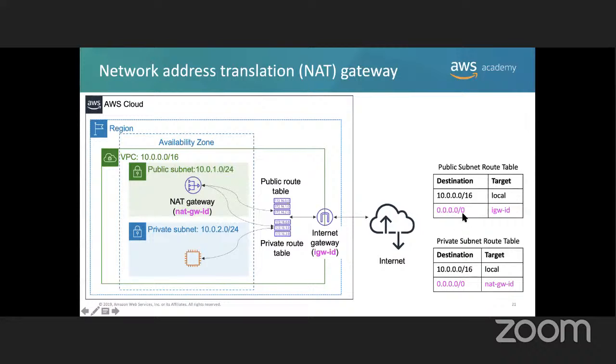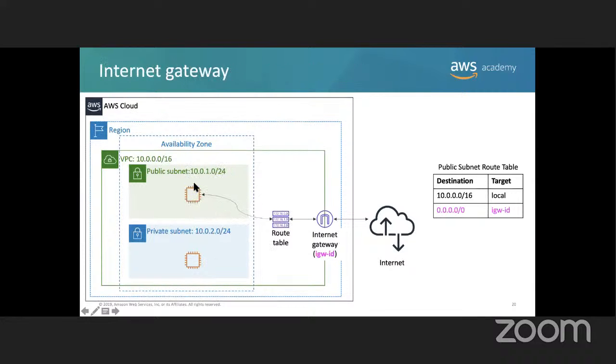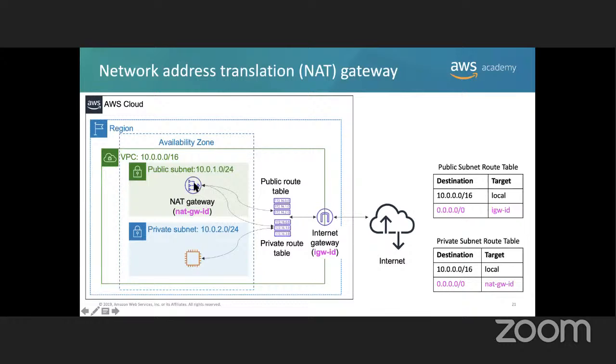You see, the public subnet is connected to the internet gateway. The private subnet is connected to the NAT gateway. And guess what the NAT gateway is connected to? Because if this one connects to the NAT gateway, how does the NAT gateway connect to the internet? Because the NAT gateway is connected to the internet gateway. That's the only way, right? So the NAT gateway is connected to the internet gateway, and the private subnet is connected to the NAT gateway.